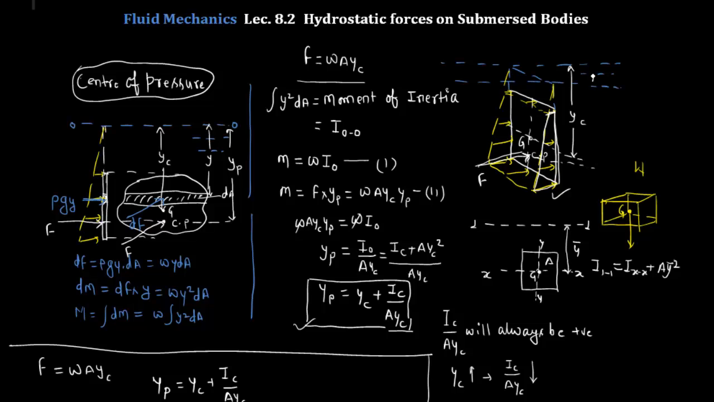You can calculate the distance of the center of pressure by using the formula yp is equal to yc plus Ic by A yc, or in the case of a rectangular body you can directly calculate it by finding the center of gravity of the pressure intensity diagram. Obviously in other cases you can also calculate by finding the center of gravity of the pressure intensity diagram, but in that case the diagram will become complex. So in that case you can use this formula directly. It's better and it's time saving.